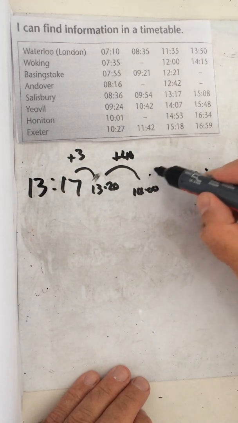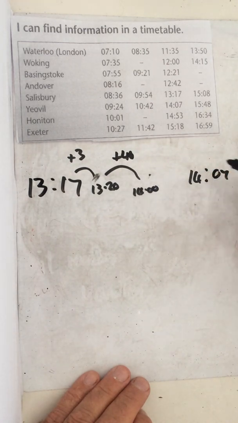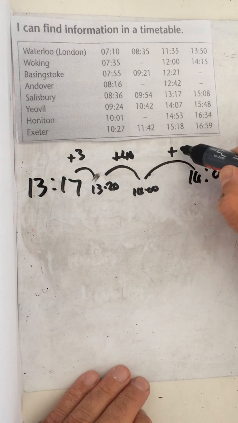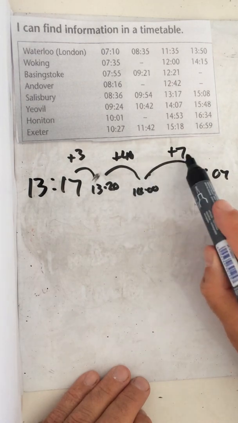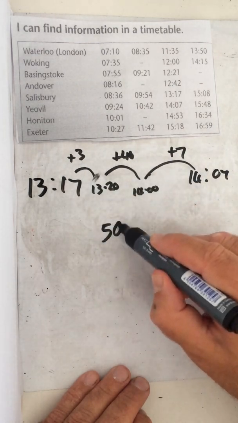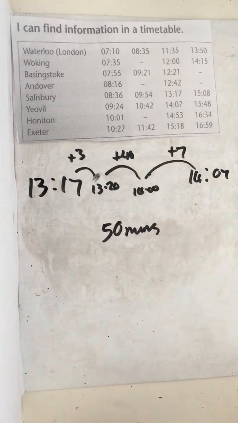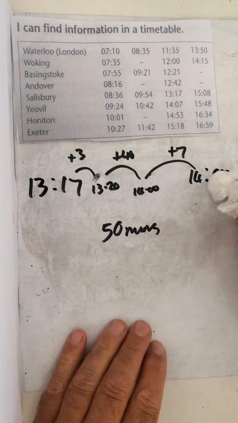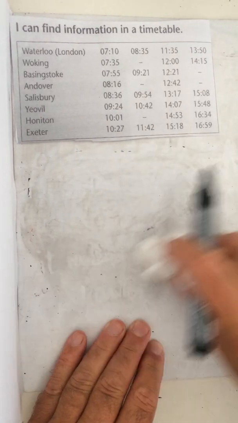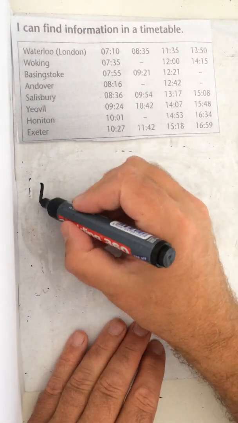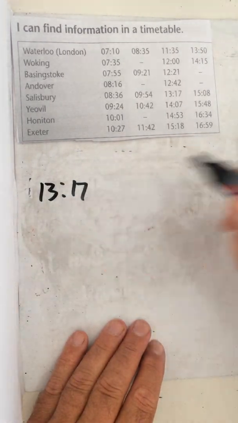And then I've got another 7 to go. From 1400 to there is another 7 minutes. So I go 3, 40, 47, 50 minutes. That's what it takes, okay? 50 minutes. You can, of course, then think about it this way if you wanted to. And maybe some of you may have, okay?